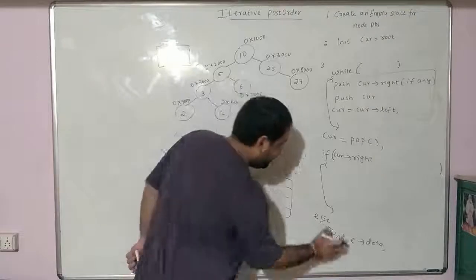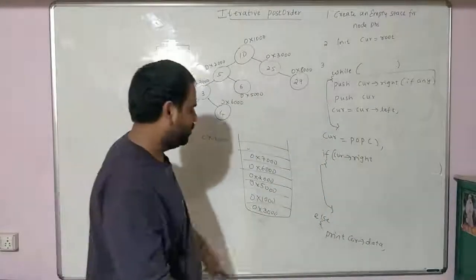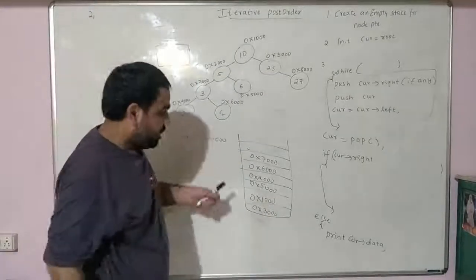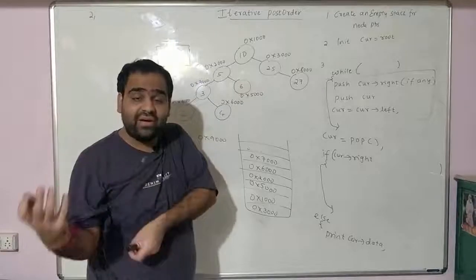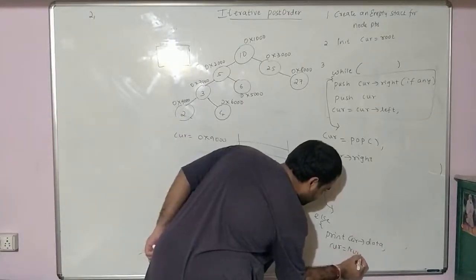Then what do we say? We say current arrow data, because in live class I have taken the same variable name. I don't want you to confuse. 9000 arrow data is 2. You print 2. Now as soon as you print, the value of current has to be initialized to null. Why it has to be initialized to null?